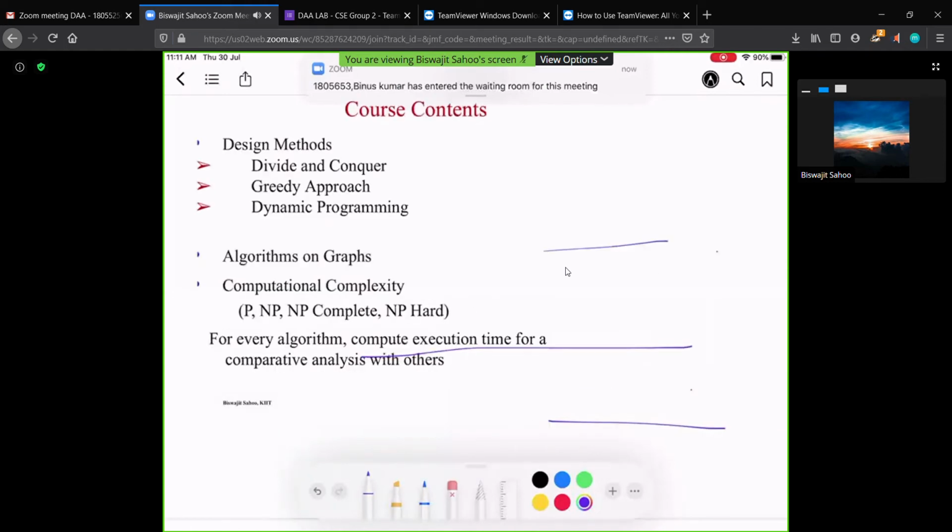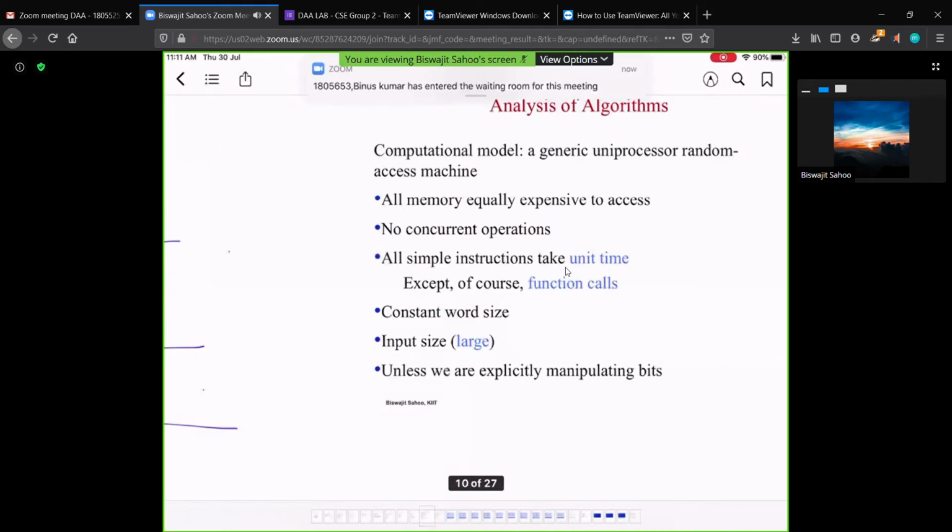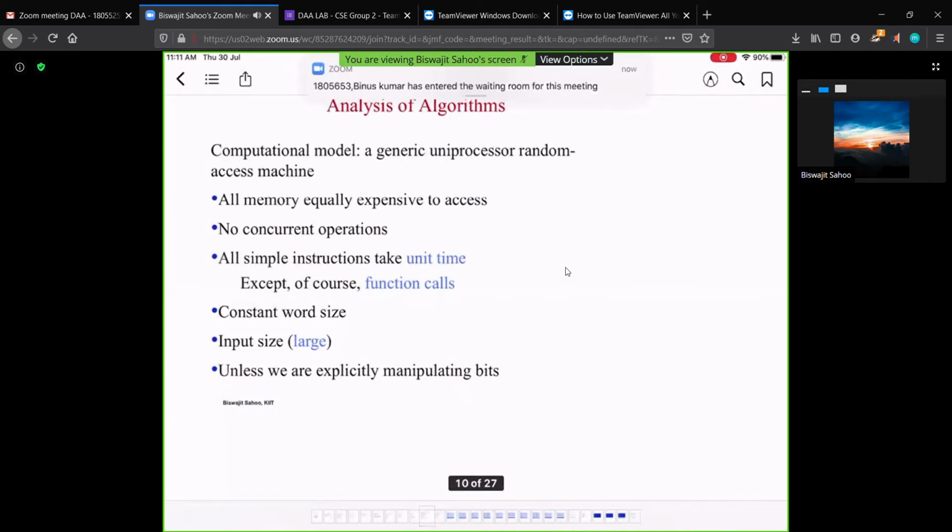Now, looking at the next, let's go for analysis of algorithms. As I told, I discussed the definition of algorithms and a little bit about design. Then let's come to the analysis. This is a prerequisite to understand the whole subject. Let's see how I make an analysis for the algorithm.